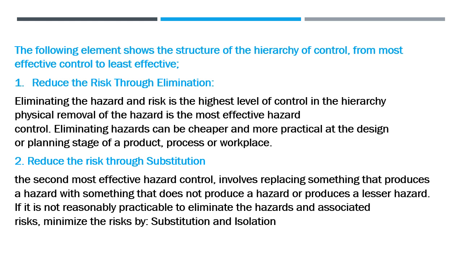2. Reduce the risk through substitution. The second most effective hazard control involves replacing something that produces a hazard with something that does not produce a hazard or produces a lesser hazard. If it is not reasonably practicable to eliminate the hazards and associated risks, minimize the risks by substitution and isolation.